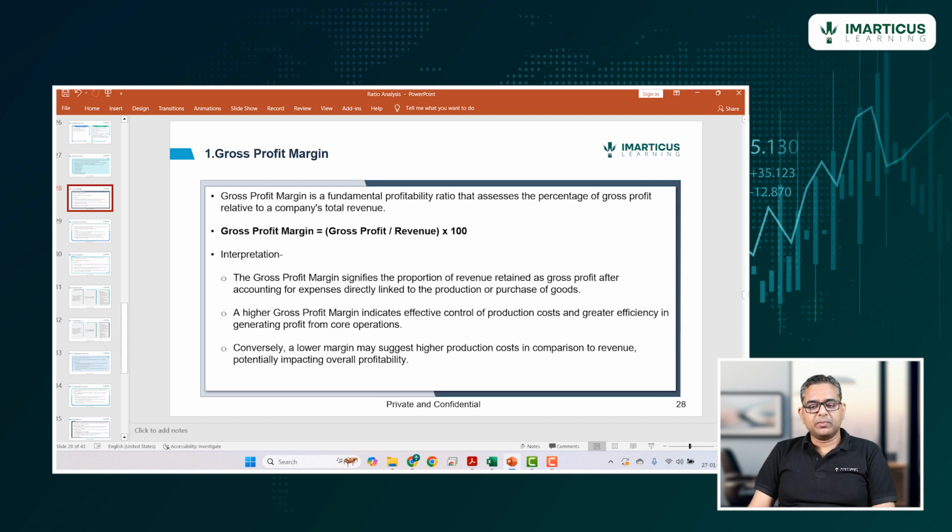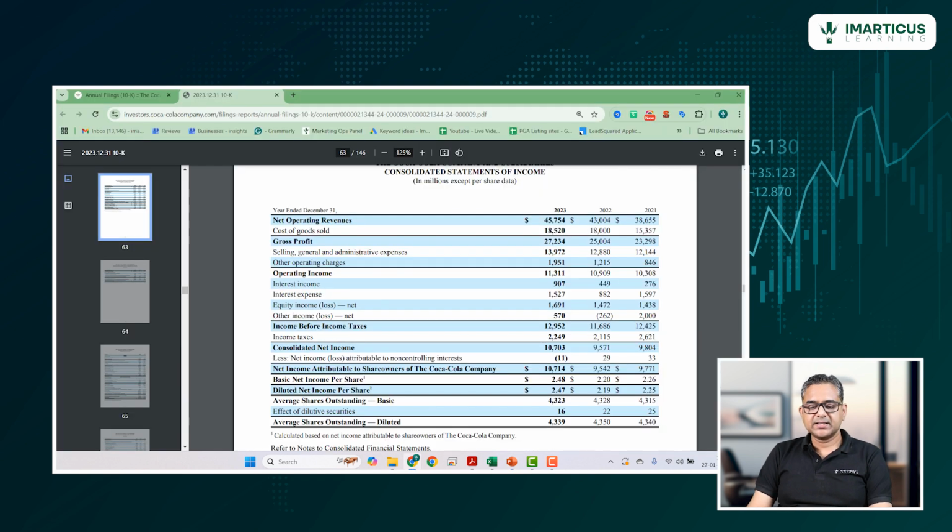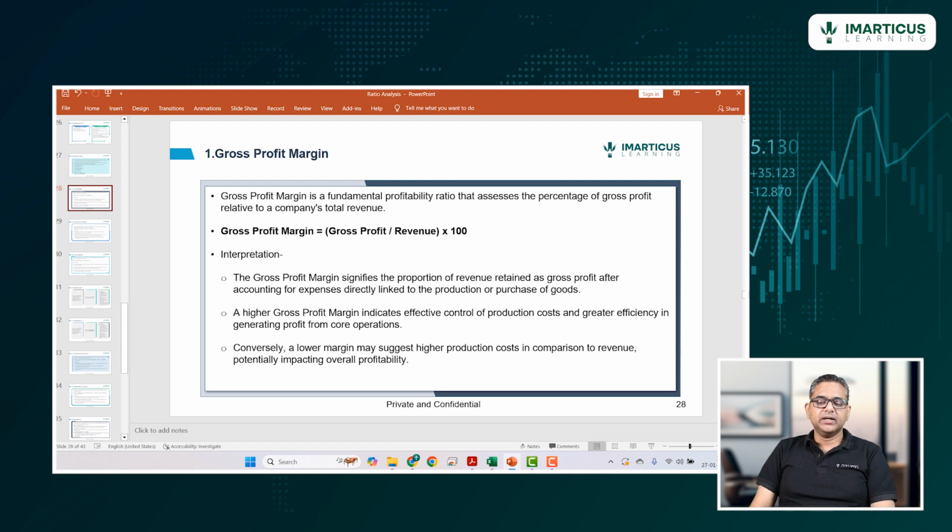First, we have gross profit margin. It is a fundamental profitability ratio that assesses the percentage of gross profit related to a company's total revenue. So, what is the gross profit the company is able to generate from its revenue? Gross profit is calculated as revenues minus cost of goods sold. Whatever is the direct cost involved in producing those goods which were sold during this period, we remove that from the revenue to get our gross profit. That's why it is known as gross profit margin.